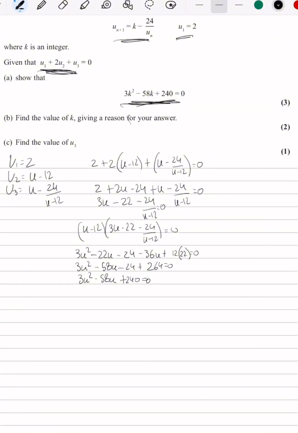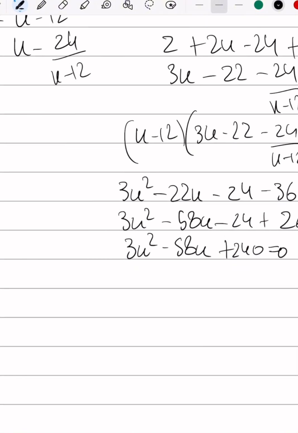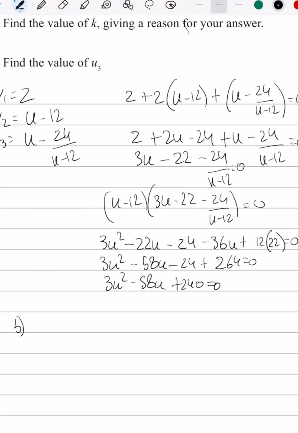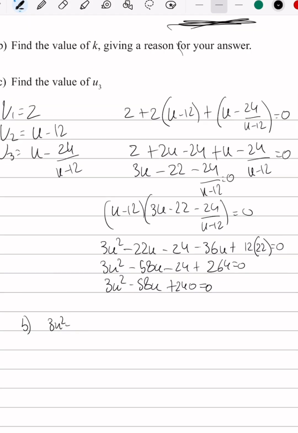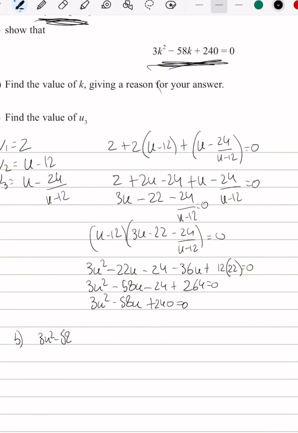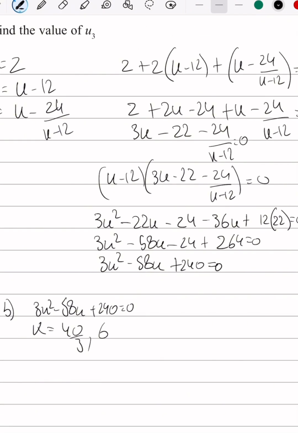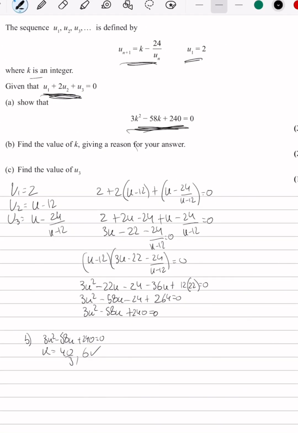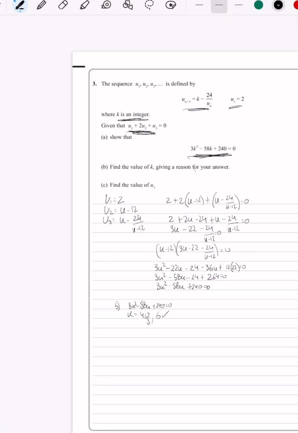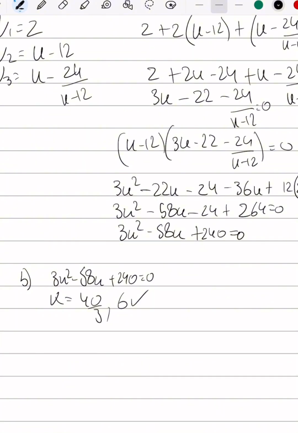For part B, we can just use the quadratic formula to find k, and it's obviously gonna give us two answers, so we should choose which one is the right one. So using the calculator, it gives us 40 over 3 and 6. However, the right answer is 6, as it says it's an integer. So we cross out the 40 over 3 and it's 6.